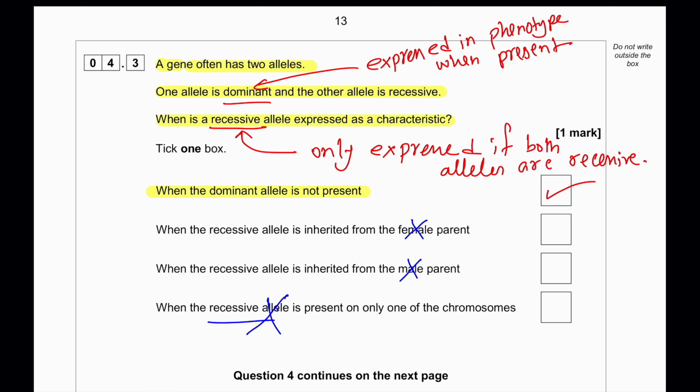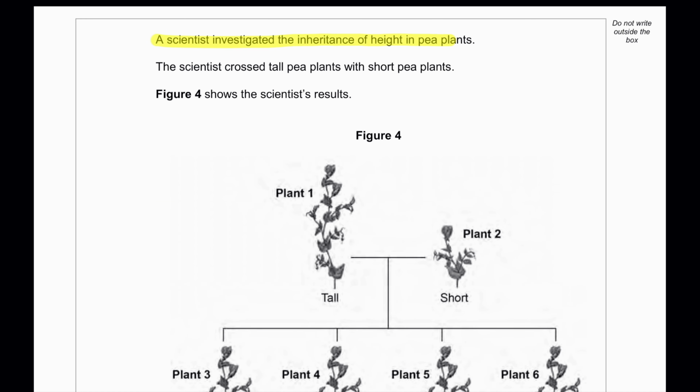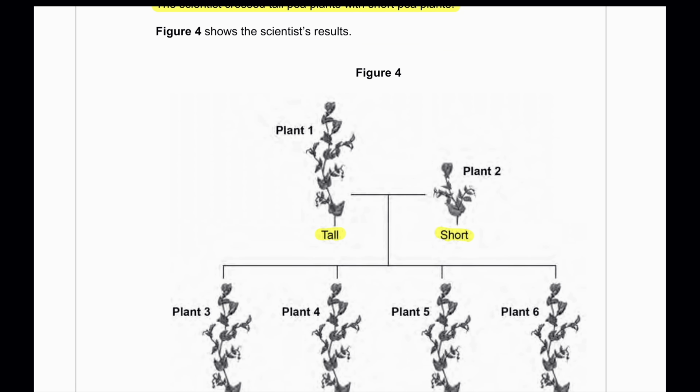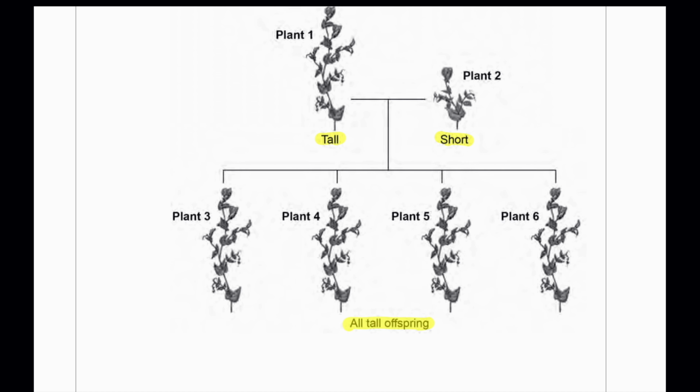A scientist investigated the inheritance of height of pea plants. The scientist crossed tall pea plants with short pea plants. We can see a tall plant crossed with a short plant resulted in all offspring being tall plants.